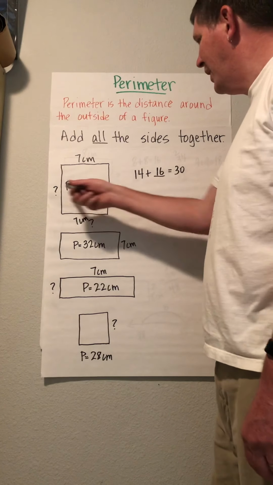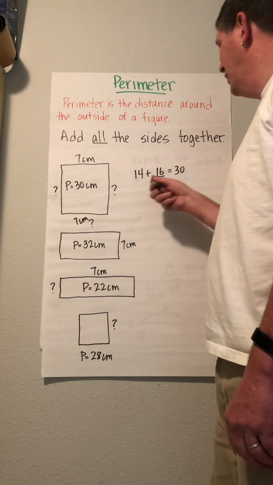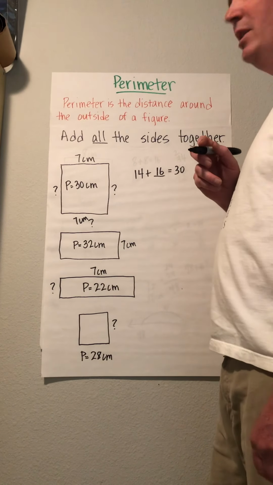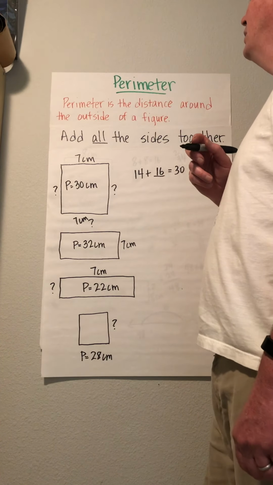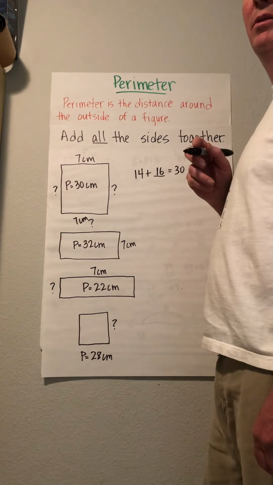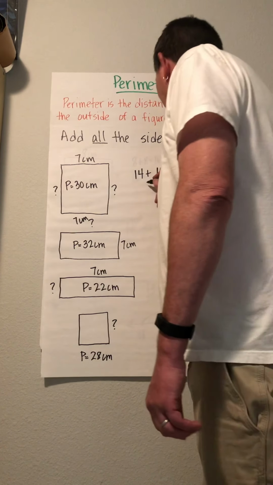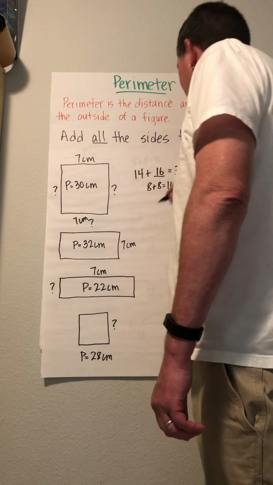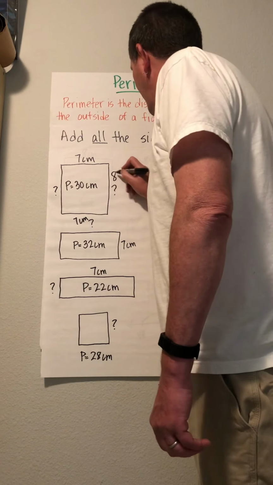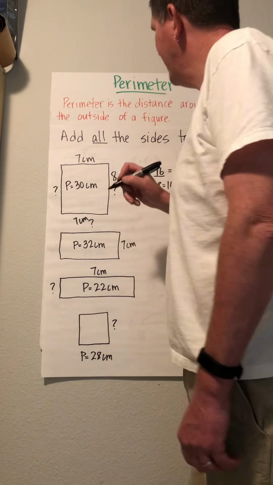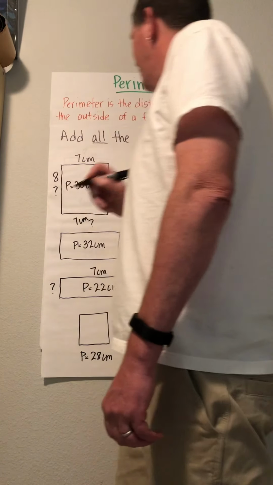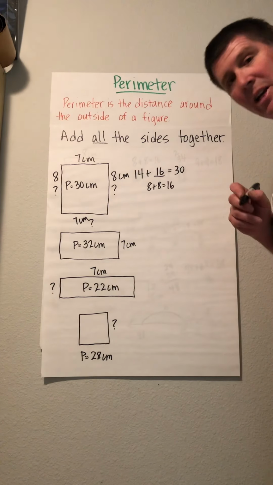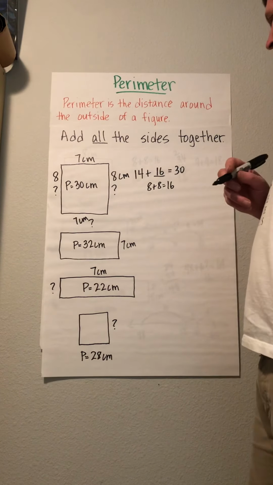Now, the two sides together are 16. So what two numbers do you add to equal 16? Yes, 8 plus 8 equals 16. Therefore, this missing side is 8 centimeters, as is this, because it is a rectangle, and opposite sides in rectangles are always equal. Okay, next problem.